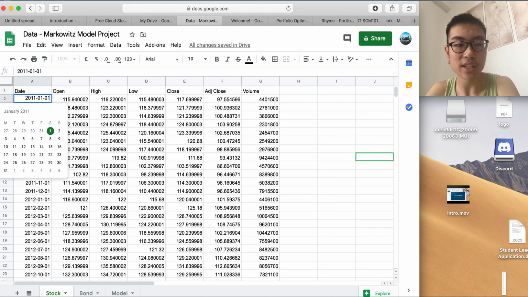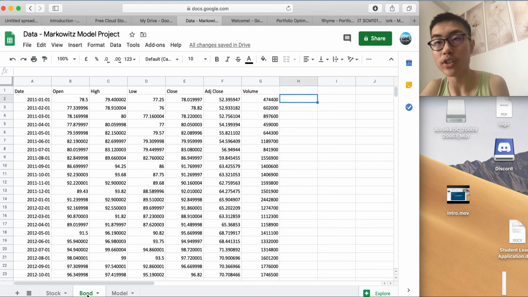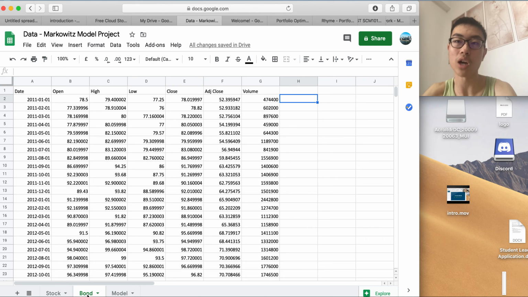Right now we see the stock market indices are taken from Standard & Poor's 500. If you have heard the news, you should know what the S&P 500 is. It's basically a United States stock index. And the bond market, I've taken from Standard & Poor's again, the Standard & Poor's bond indices. So it's also an S&P 500 index, but it also covers bonds.